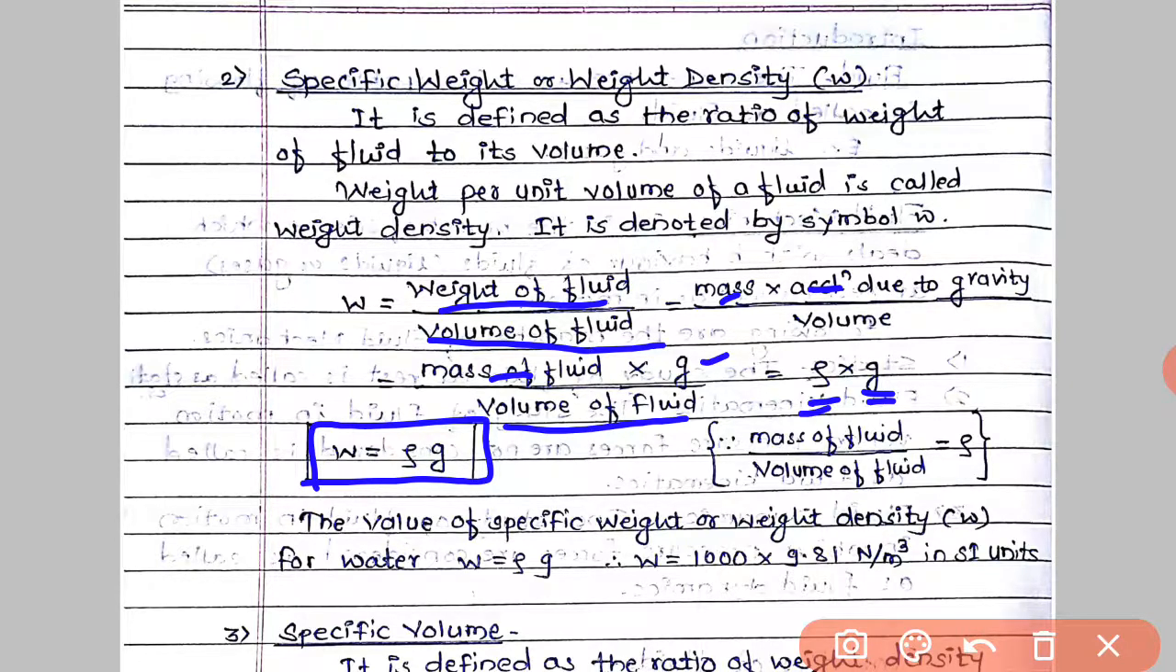As mass of the fluid to the volume of fluid is the mass density or density, which is denoted by rho. The value of specific weight or weight density for water, small w is equal to rho g, so 1000 into 9.81 Newton per meter cube. This is SI unit. So specific weight or weight density small w is defined as ratio of weight of the fluid to its volume.